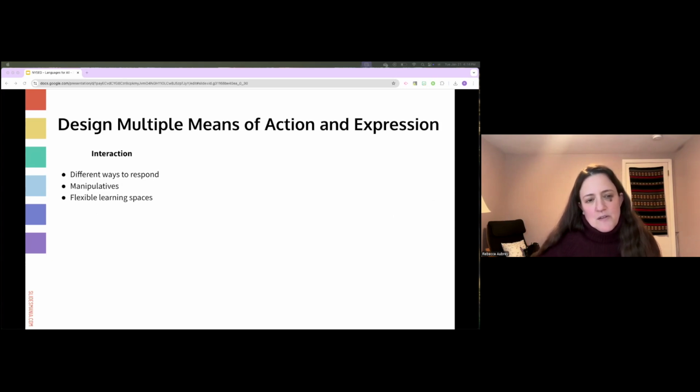Finally, the third area is multiple means of action and expression. One of the things my colleague Kelsey is really good at is looking at different ways we might elicit responses from students. And if we think about those strategies ahead of time, it makes that differentiation a lot easier in the moment. The use of manipulatives, flexible learning spaces.